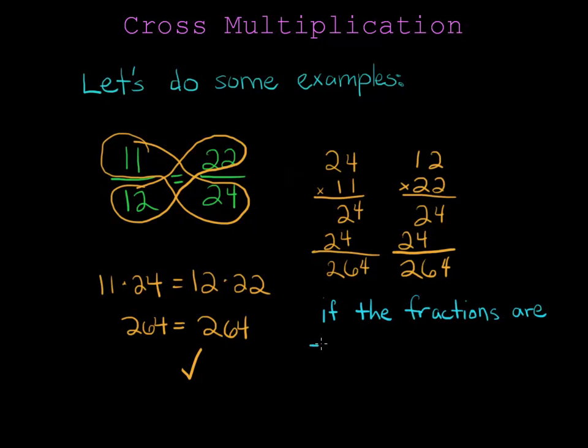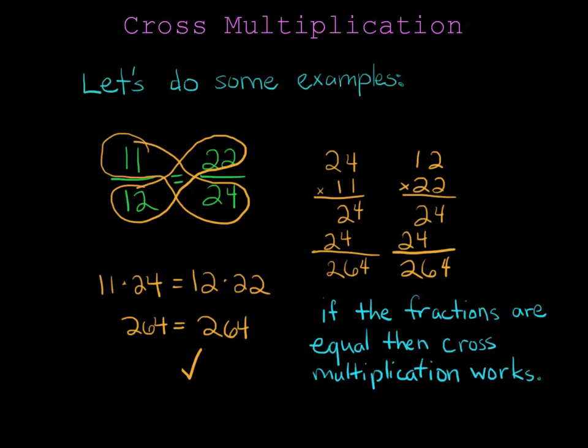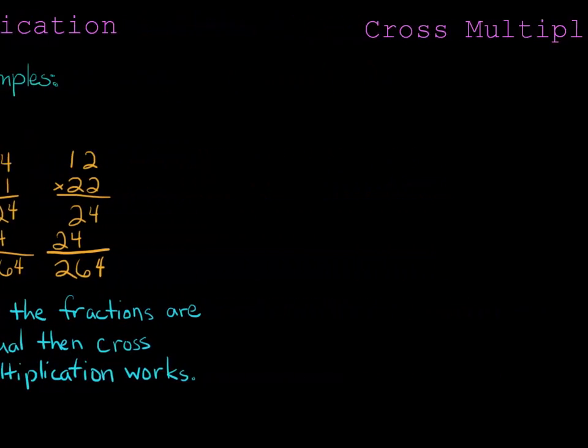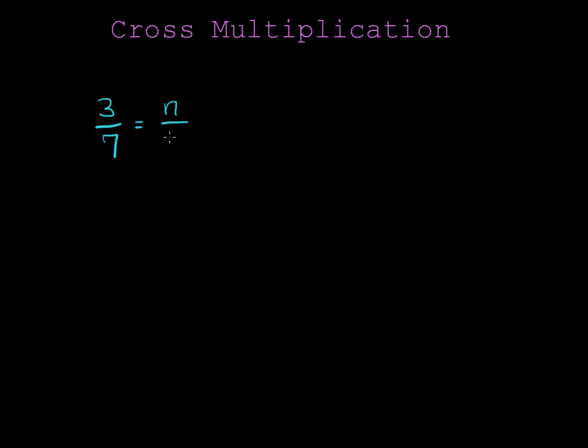So from these three examples, I hope you see that if the fractions are equal, then cross multiplication is going to work. So now let's use cross multiplication to solve some problems. Let's try 3/7 is equal to n over 21. Okay, so we'll be trying to solve for n.